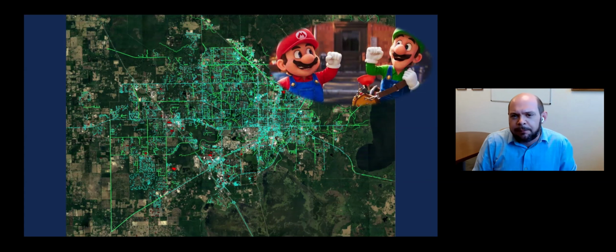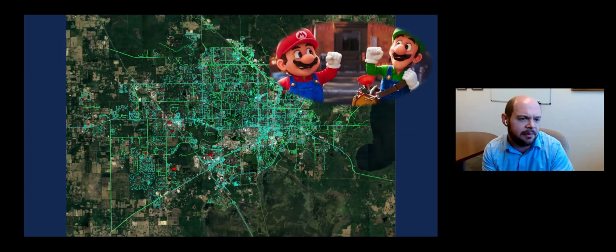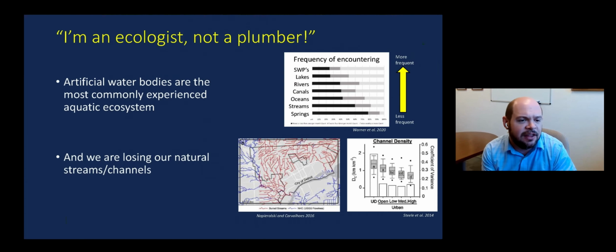So I know what you might be thinking. I'm an ecologist, not a plumber. And so why should we care about where this water is going? Again, I'm hopefully trying to convince you that this is a really important thing. But beyond just the ecological processes, it's important to understand how this plumbing of our watersheds is affecting the environment, because artificial water bodies are the most commonly experienced aquatic ecosystem by society. At least that's the case for Florida.